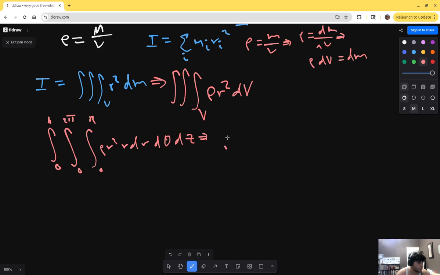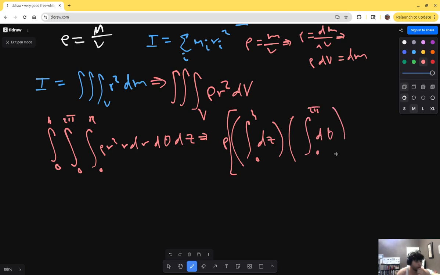So we have rho, integral from 0 to h of dz, I'll do it like this. And then we have the integral from 0 to 2 pi of d theta. And then we have the integral from 0 to r of r squared r dr.